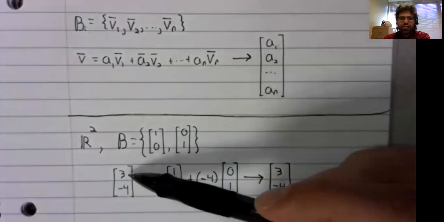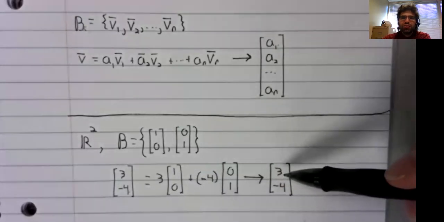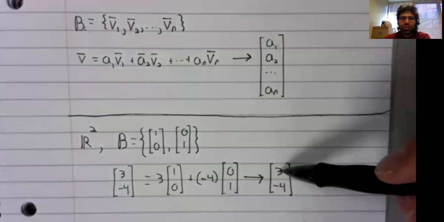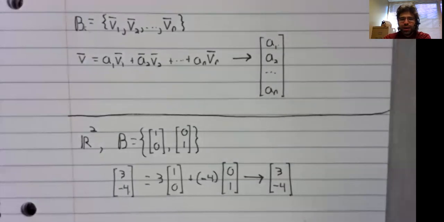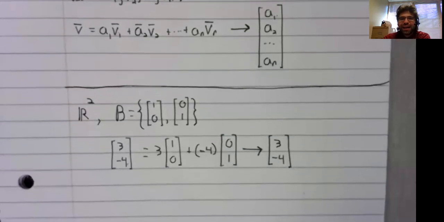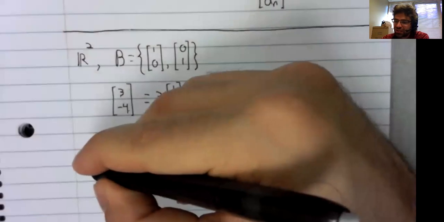So this must seem like a kind of inane observation, that the vector 3, -4 can be stored as the vector 3, -4. Well, yes, it can. I mean, what's that supposed to get us?